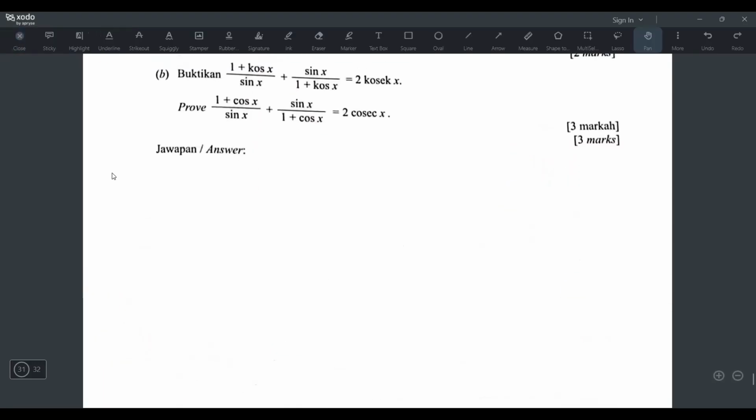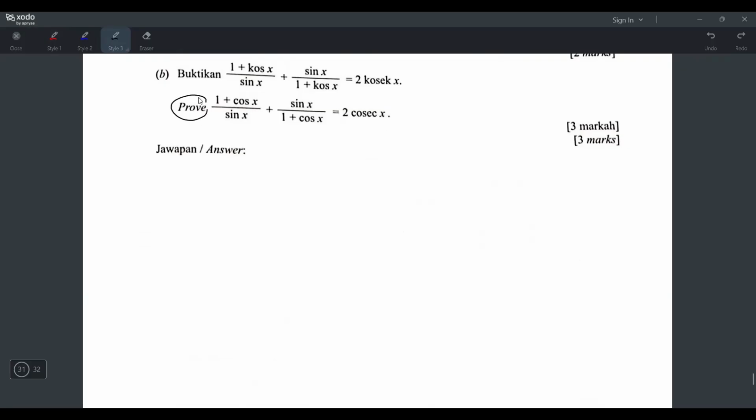Okay, B is a proving question. For a proof question, you might end up using the basic identity formula or the double angle formula or the addition angle formula or the half angle formula. Those are the formulas that you learn in the trigonometry chapter, chapter 5 to chapter 6. Okay, let's study the question first. 1 plus cos x over sin x plus sin x over 1 plus cos x equals 2 cosec x.